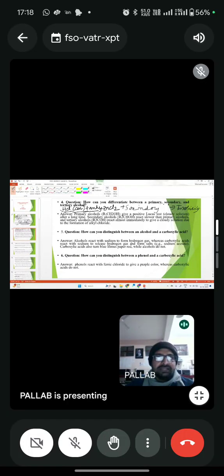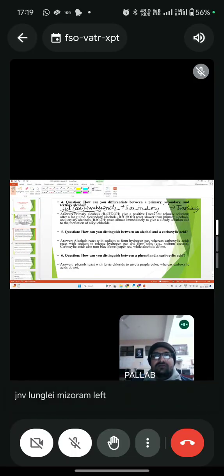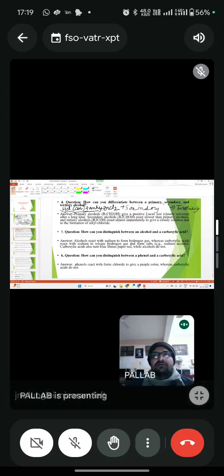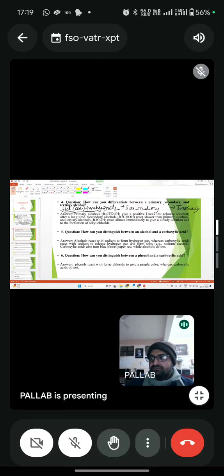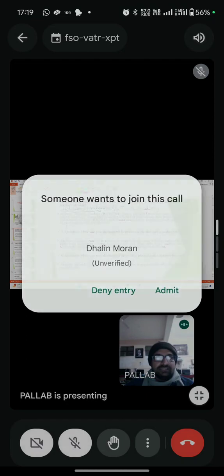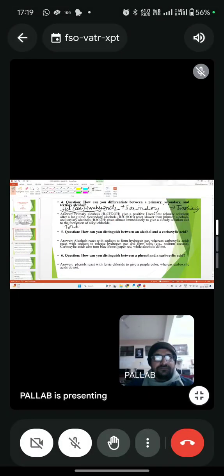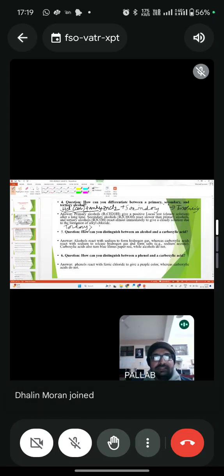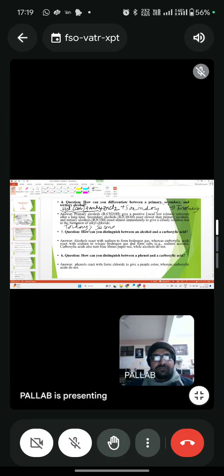That means the primary alcohol will be less reactive with Lucas reagent. Lucas reagent reacts fastest with tertiary alcohol, then with secondary alcohol, then with primary alcohol. The order of reactivity of Lucas reagent with different types of alcohol will follow this order: tertiary alcohol greater than secondary alcohol, and then primary alcohol.